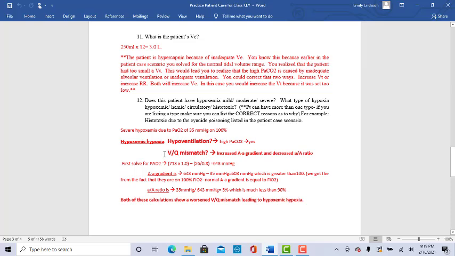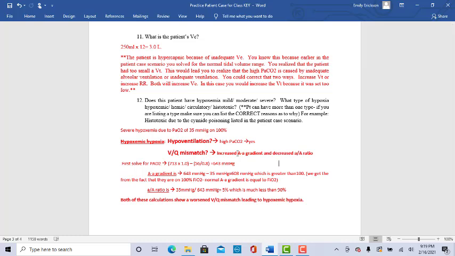The way that you figure out if this patient has a worsening VQ mismatch is you figure out if it's an increased AA gradient and a decreased AA ratio. In PowerPoint 17, this is the first slide, we talk about how the AA gradient is your alveolar oxygen minus your arterial oxygen. This AA gradient is always going to be a positive number, because the pressure of alveolar oxygen is always going to be higher than the pressure of arterial oxygen. And this happens naturally and normally because we have anatomic dead space and anatomic shunts.